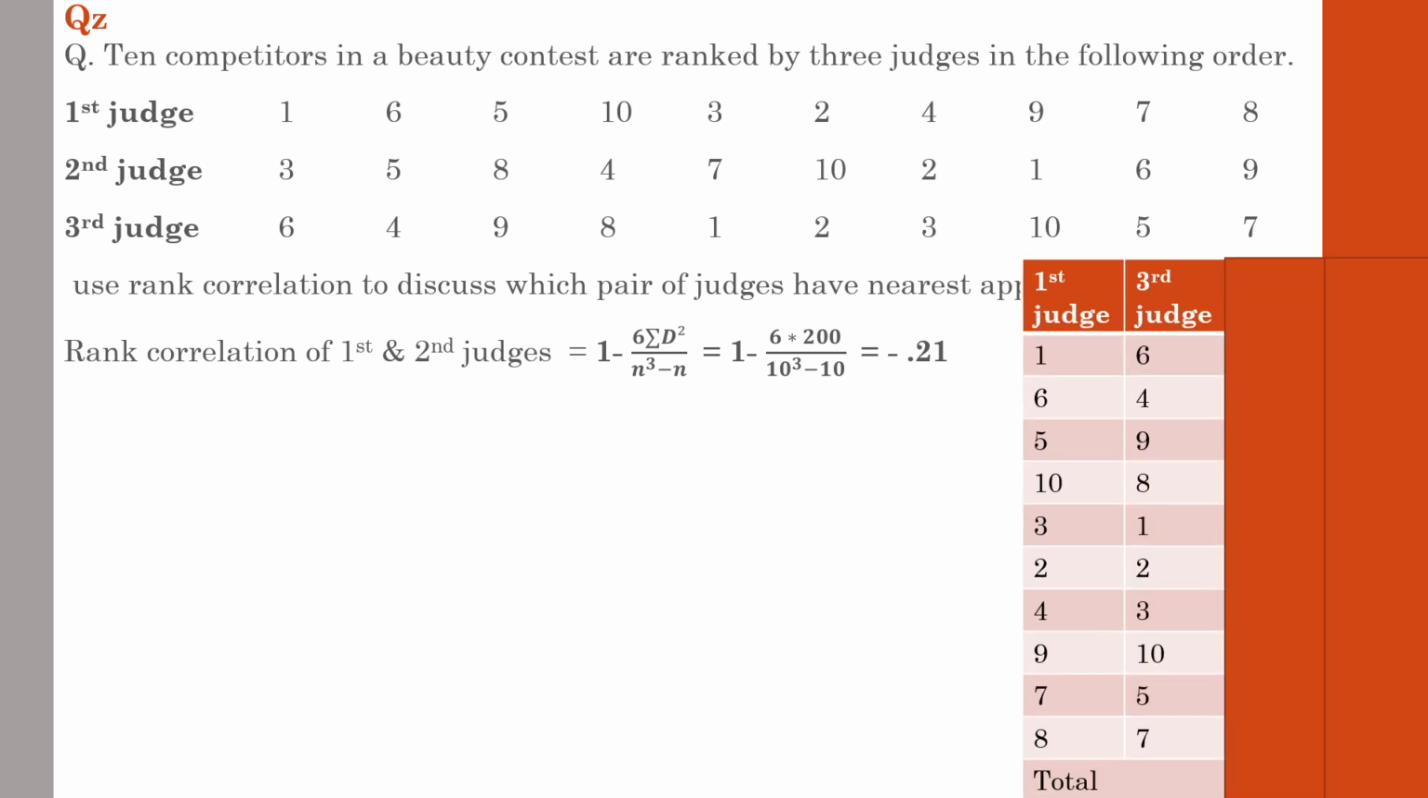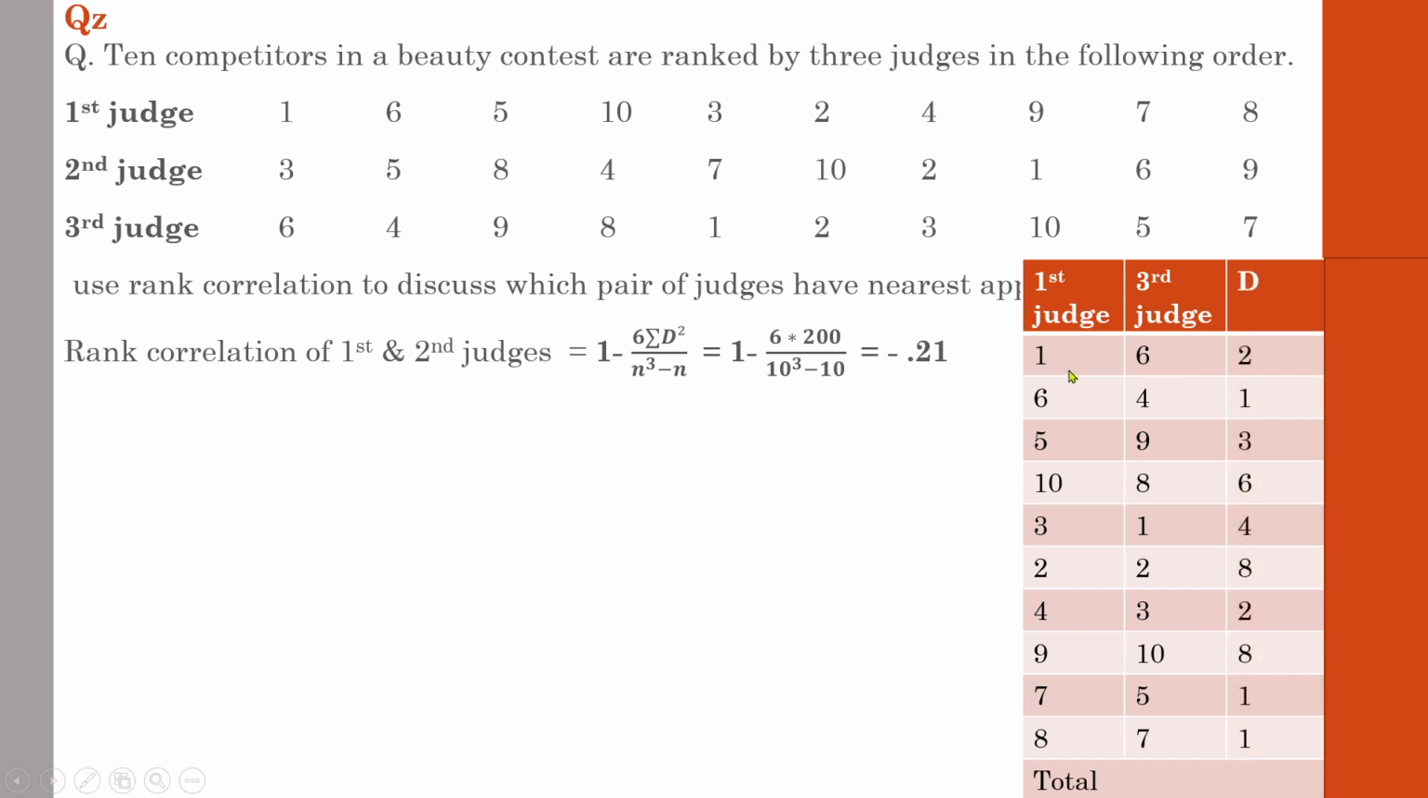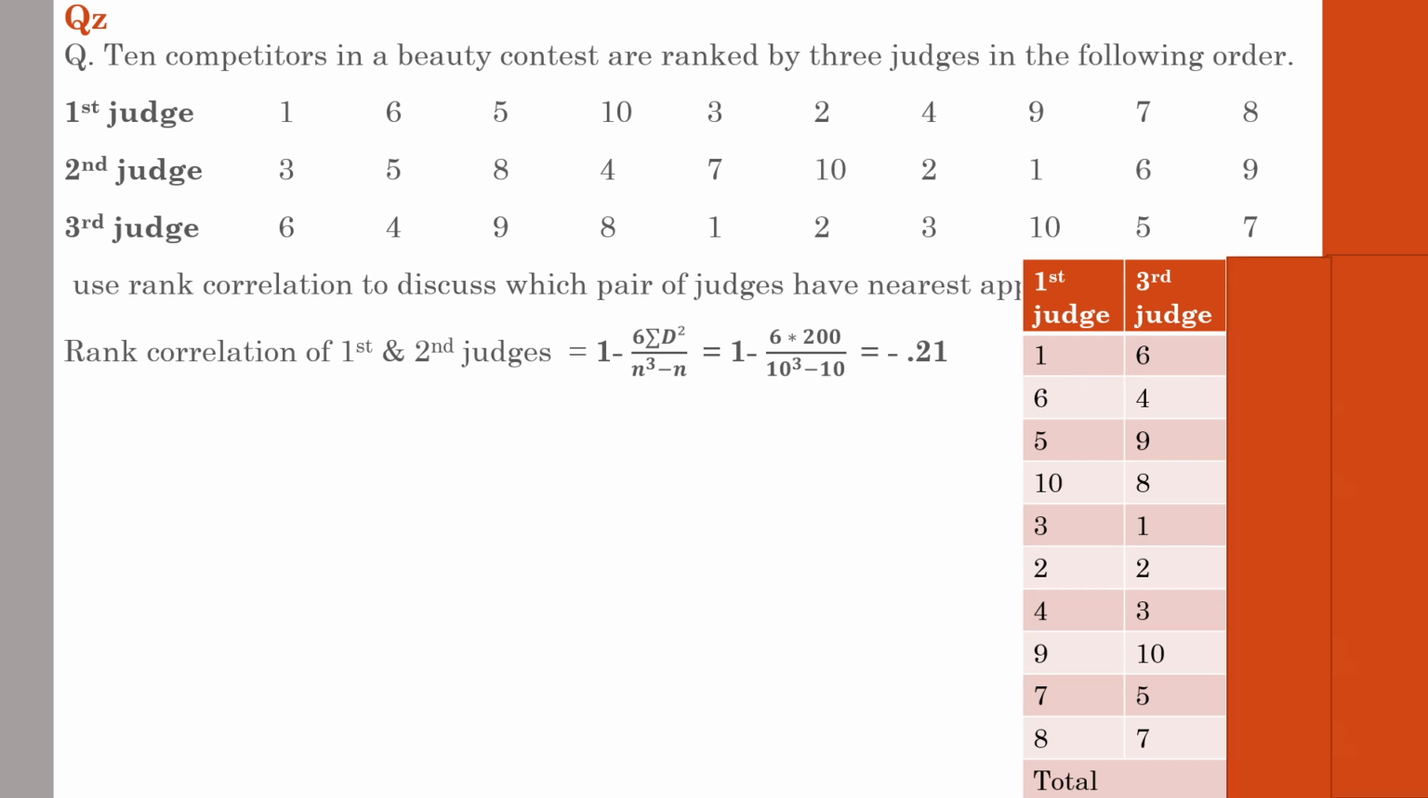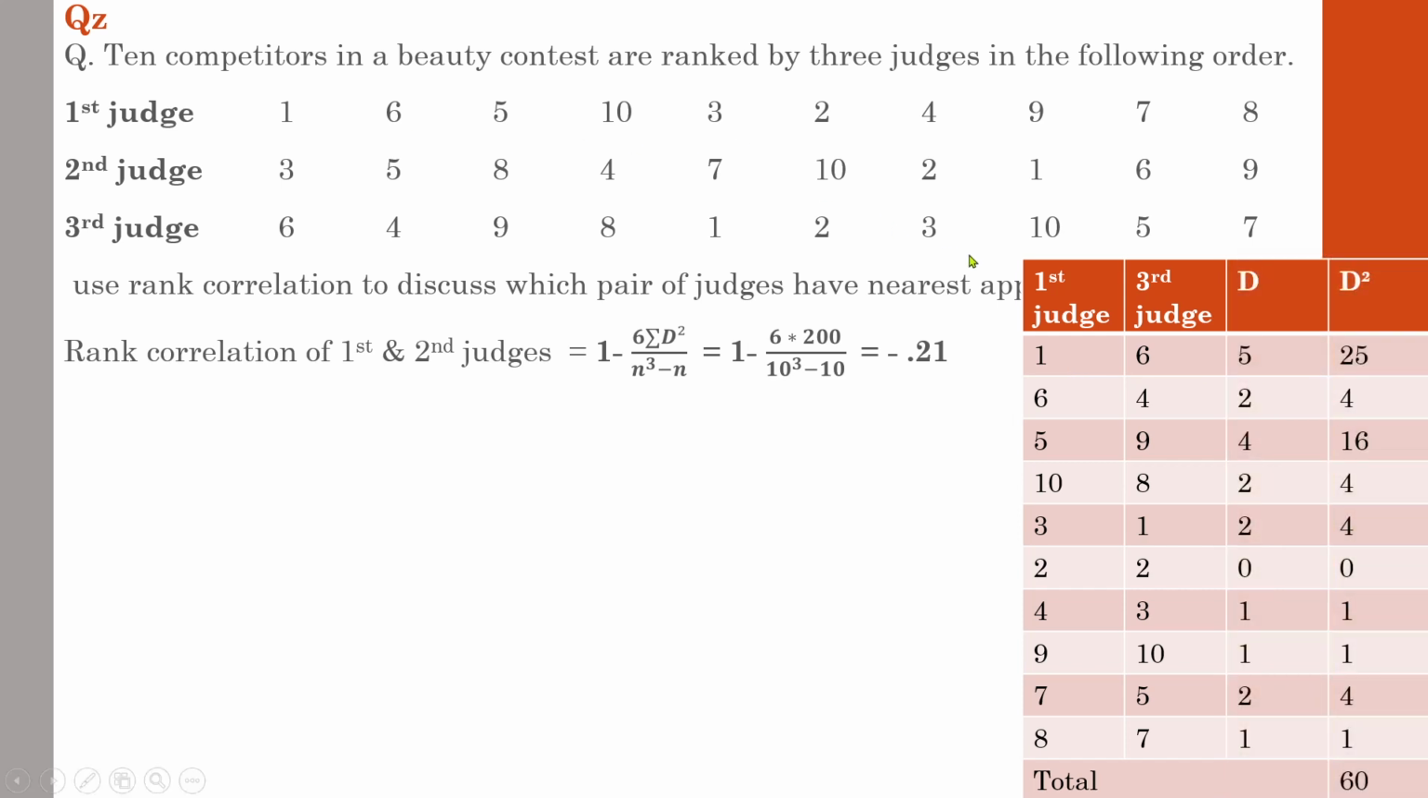Next one, let us find the relation between first judge and third judge. Similarly, we will be plotting the details of first judge in the column and third judge in the corresponding column. Next, you need to find D. D is very easy. Just take the difference between the first judge and third judge, these 2 columns, then you will get D. And once you found D, next you need to find D square, take the total, and let us use the equation.